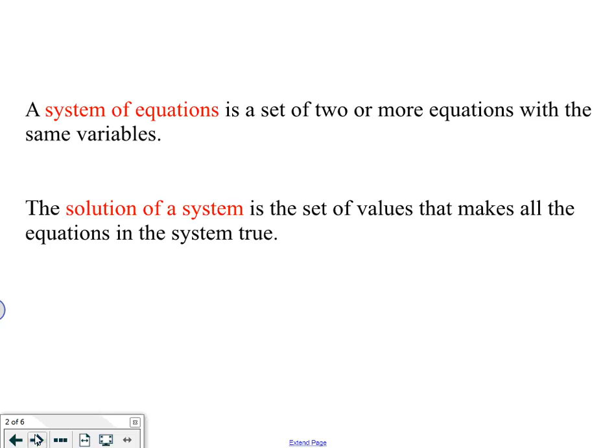Before we get into the three ways, we're going to define a system of equations. It is a set of two or more equations with the same variables. The solution to a system of equations is the set of values that makes all the equations in the system true. And by true, we mean that when you plug in the solution, you get a true statement. One side of the equation equals the other.